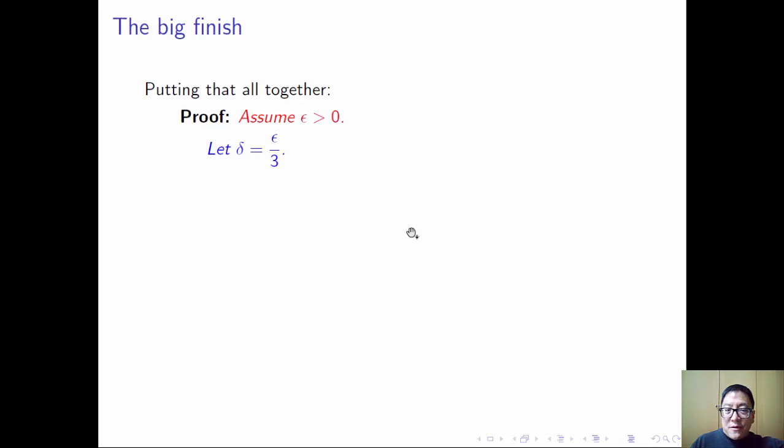So assume that epsilon is greater than 0. And let delta equals epsilon over 3. Why? Because we're really clever and we knew that was the way. Okay, of course, we went backwards and figured it out. But logically speaking, all you have to do there is just to choose delta equals epsilon over 3. And the justification for that choice just comes from finishing the rest of the proof.